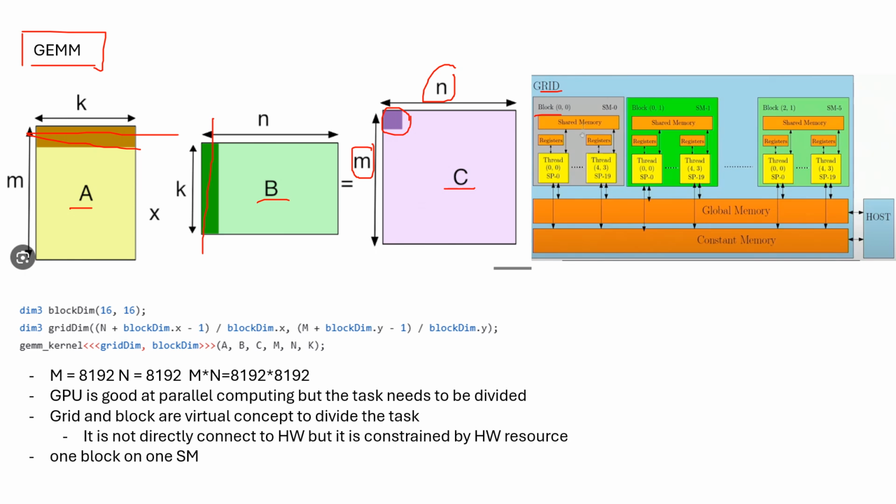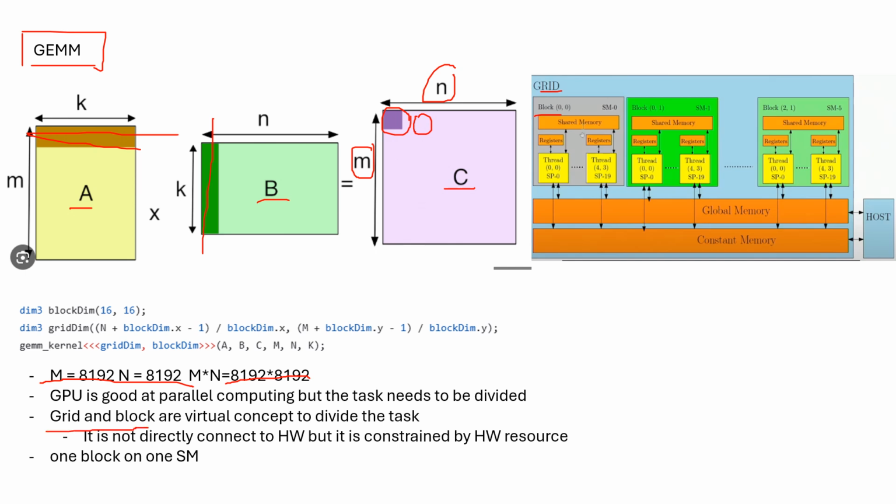If we look at the total workload, we can think about an example. Assume that M is 8,192 and N is also the same dimension. If we want to calculate this C in total, we need to do this amount of calculation for each of the elements. So this is the total workload we need to do. And how do we divide this total workload on GPU? This is where the grid and block concept comes into play.